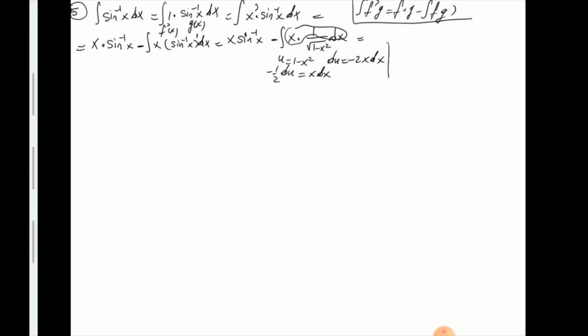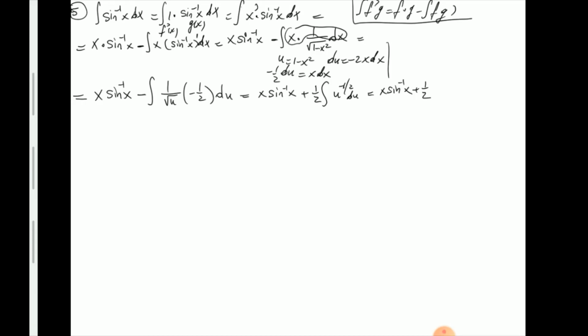So let's continue from the left, carry over the first term, and that's going to be 1 over square root of u, and x dx is minus 1/2 du. All right, so let's move the minus 1/2 outside. Minus minus becomes plus. 1 over root u is u to the minus 1/2. Then we deal with the power rule. Minus 1/2 plus 1 is going to be 1/2. 1 over 1/2 is 2.